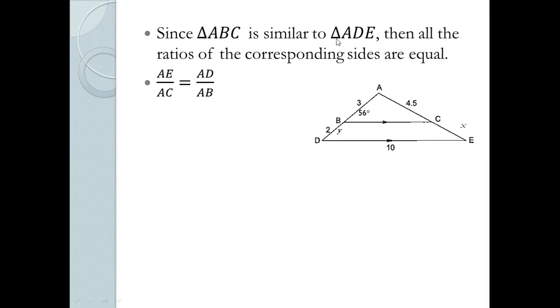Since triangle ABC is similar to ADE, the ratios of all the corresponding sides are always equal. So we could form an equation like AE upon AC, the bigger triangle side AE upon the smaller triangle side AC, the corresponding side, equals AD upon AB. Now we will substitute the values. Right now, we have to find out AE. If we find AE, we can easily find the value of x. Let's substitute the values.